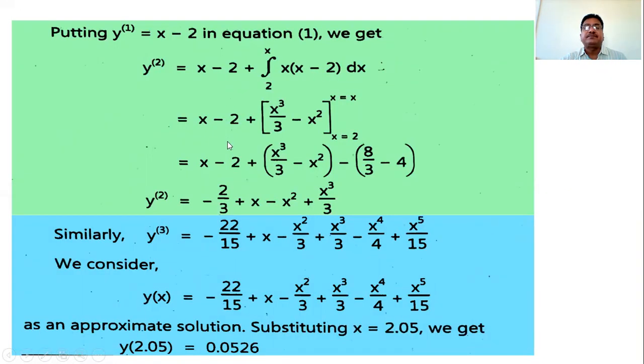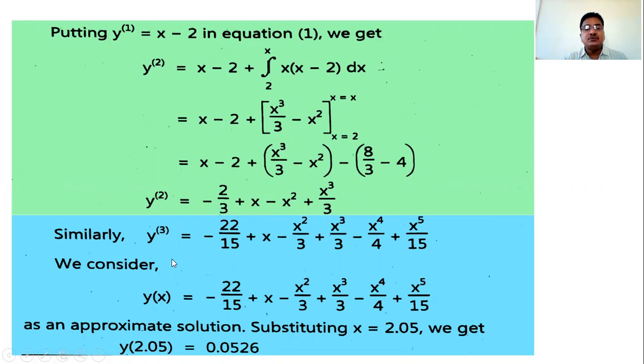And then integrating this, x squared minus 2x, integration gives x cubed by 3 minus 2x squared by 2, from x equal to 2 to x. And then x minus 2, the value at the upper limit, that is substituting x as x, we have this value, minus the value when substituting x as 2, 8 by 3 minus 4, and we get this answer. This is the second approximation.